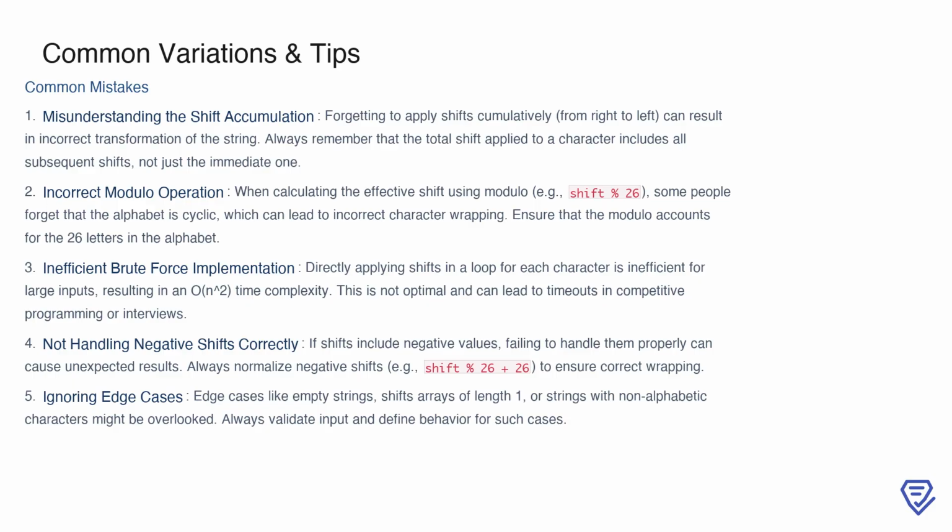If you apply shifts one by one in a loop for each character, it could result in an O(n squared) time complexity, which doesn't scale well for larger inputs. Additionally, handling negative shifts improperly can be tricky. For example, if you encounter a negative shift, you should normalize it by adding 26 after applying the modulo. Lastly, don't overlook edge cases. What happens if the input string is empty, the shifts array has only one element, or your string contains non-alphabetic characters? Always validate and define behavior for these scenarios to ensure robustness.